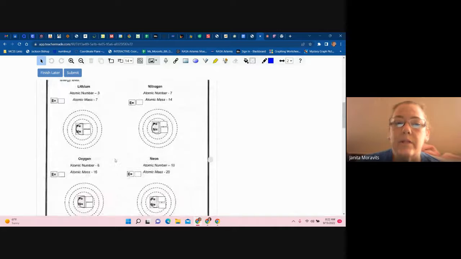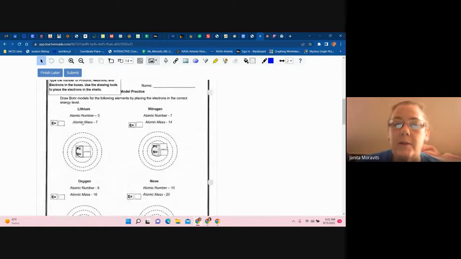We'll take a look at one of these right here. So you have the atomic number for lithium of 3. Well, you know that that means it has 3 protons. We're going to put a 3 there. Its atomic mass is 7, and we need to know how many neutrons. So 7 minus 3 would give us 4 neutrons.